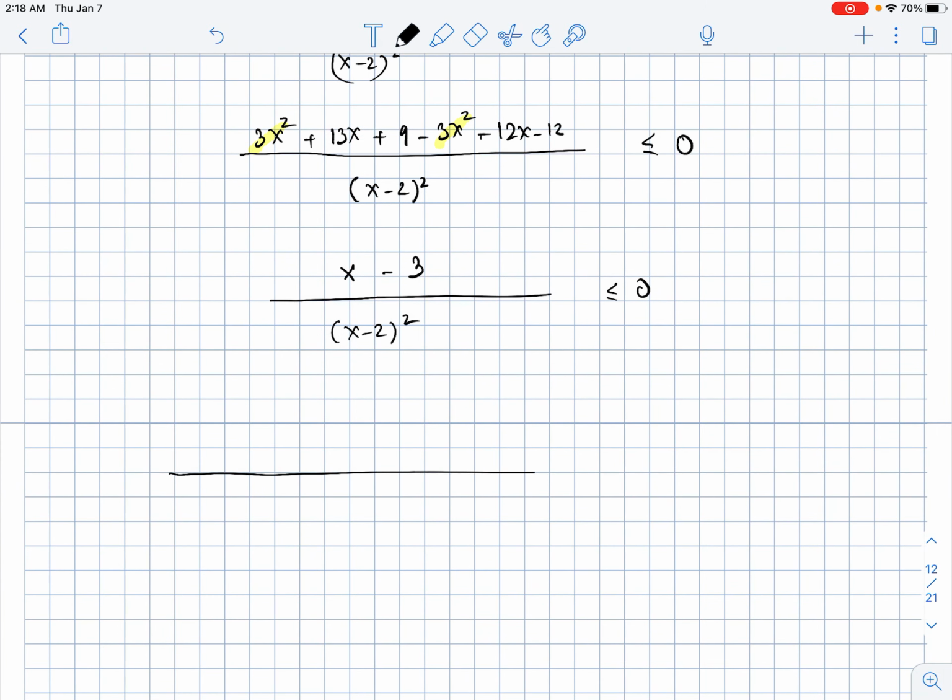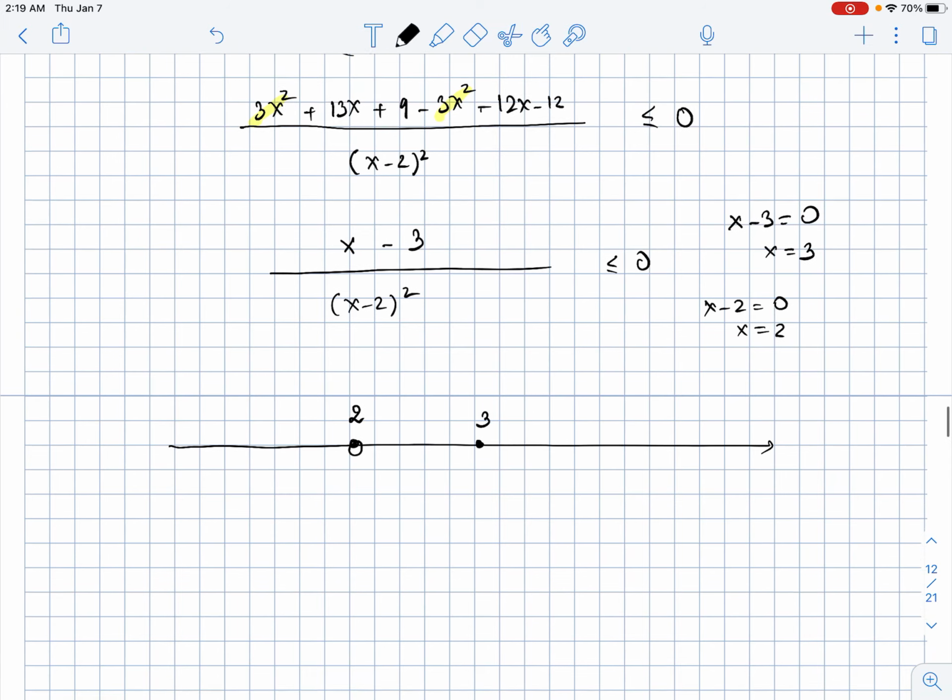So we're going to draw the number line. You notice that the top will give you the x-intercept, which is 3, and the bottom one will give you the asymptote. So x minus 2 equal to 0, so x equal to 2. One is the asymptote, which is 2, and one is the x-intercept, which is 3. The asymptote is the line that the graph will never touch, so later on we have to make a parenthesis or open circle at 2.